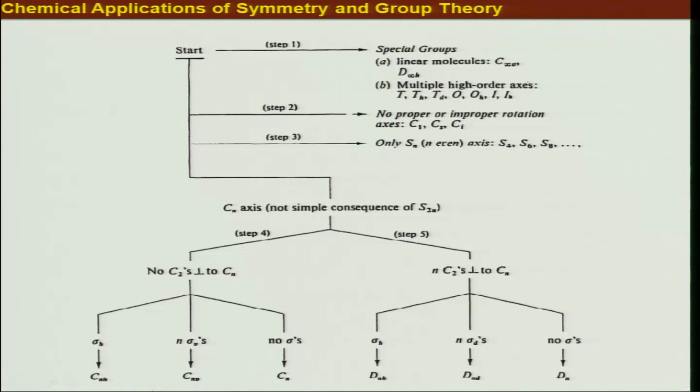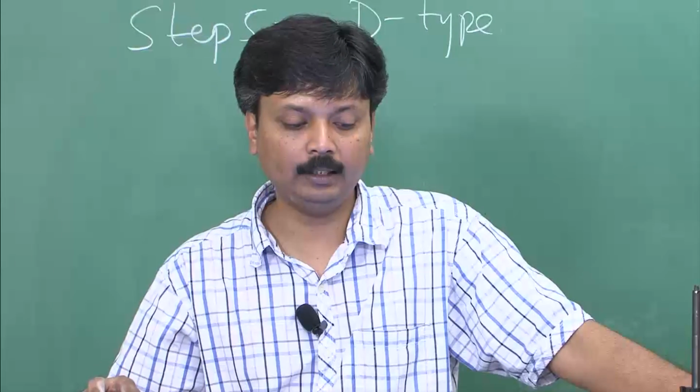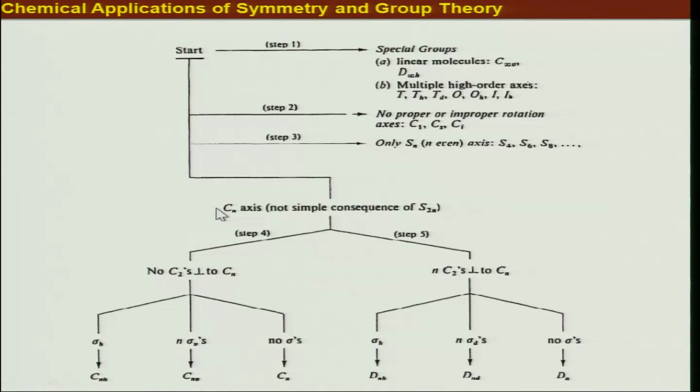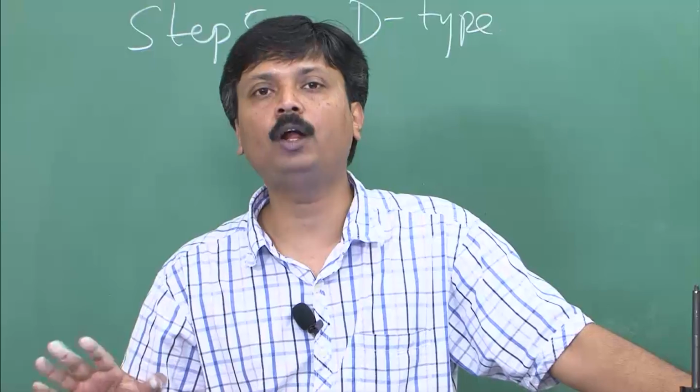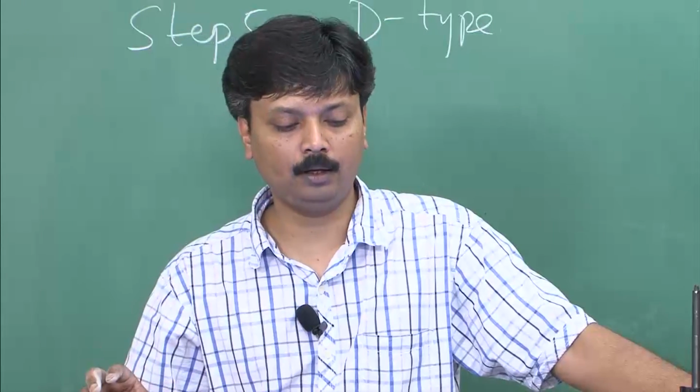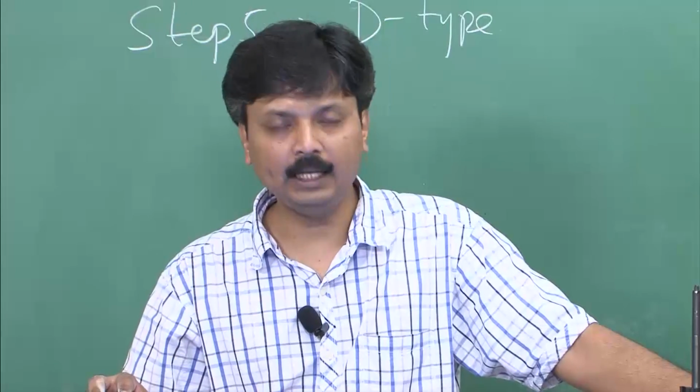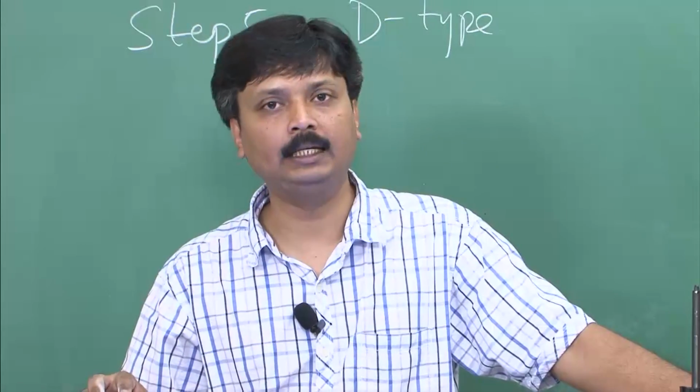In step 4 we looked at the possibility of other rotational axes which are not coinciding with Cn. Here in this particular case we ask whether they are perpendicular or not, and then we look for the possibility of the different types of sigma plane. According to the availability of the sigma plane, sigma H or sigma V, you have either CnH or CnV point groups. And if you do not have any sigma plane, but you have a proper axis of rotation Cn, then you have the point group Cn itself.